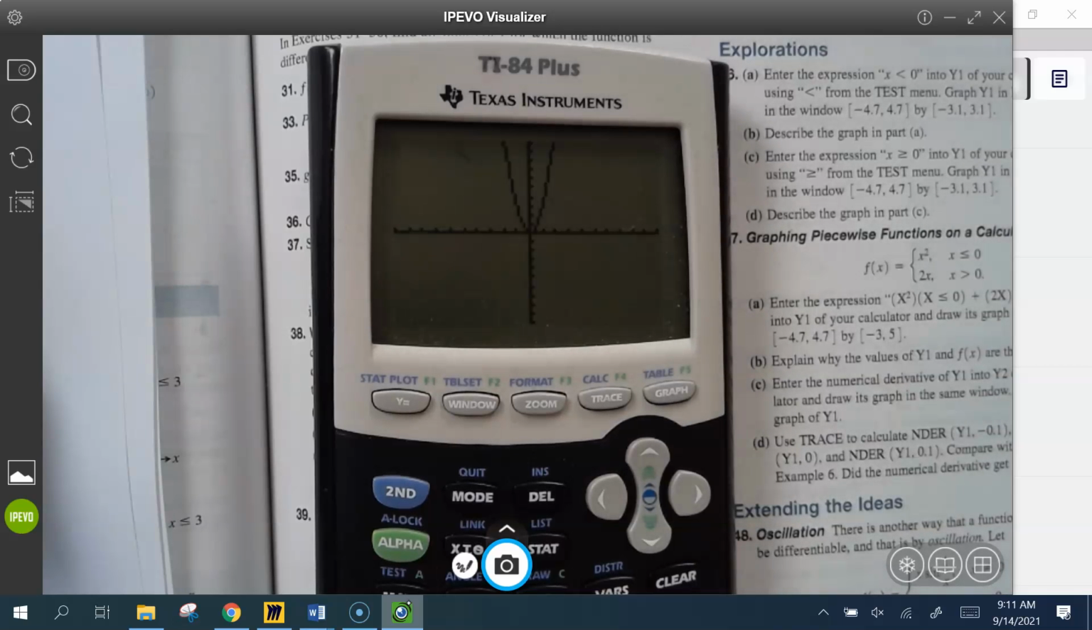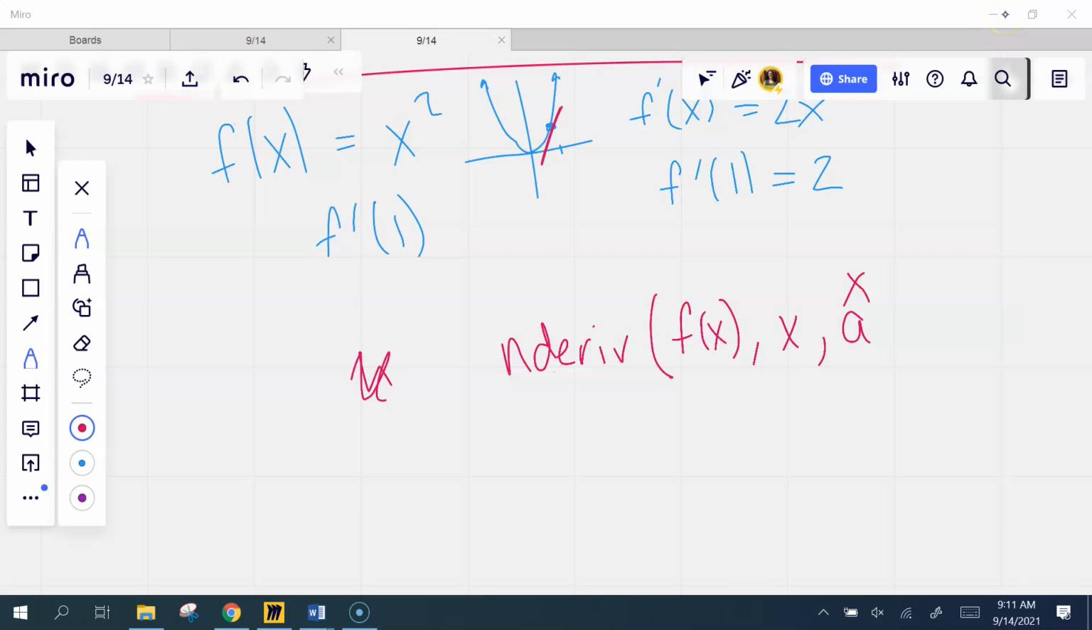Okay, questions about graphing it or using your calculator? Because I got one more thing to show you. Whenever you want to see what the derivative of a cubic is, you put x cubed, comma, x, comma, x.